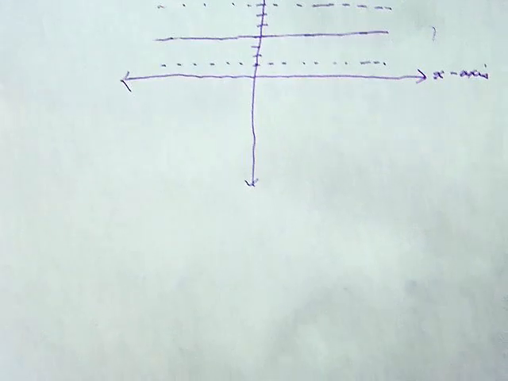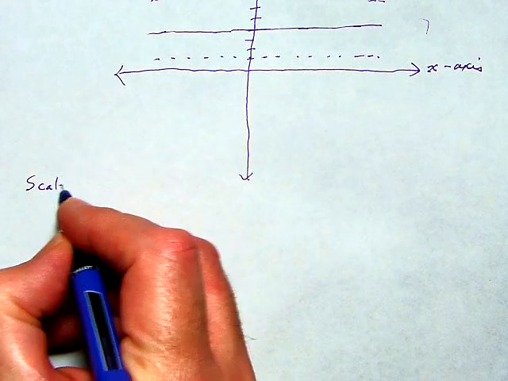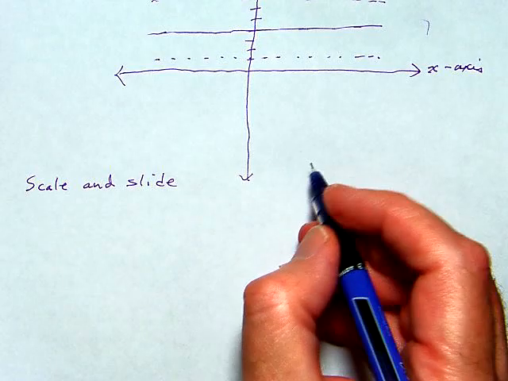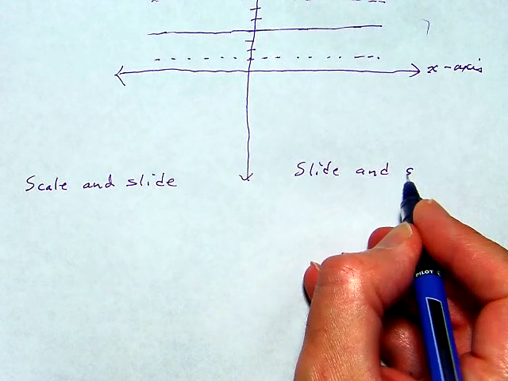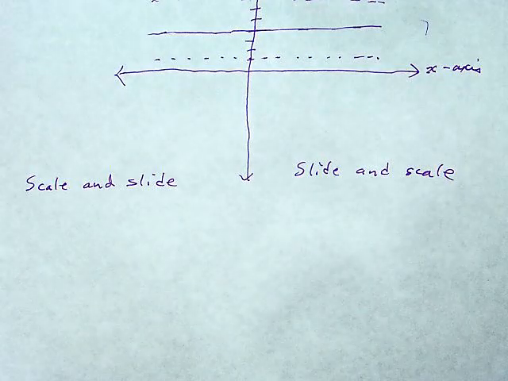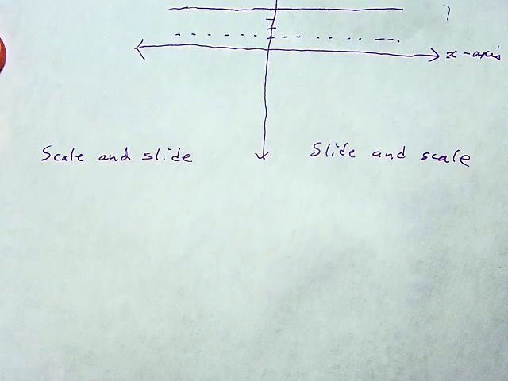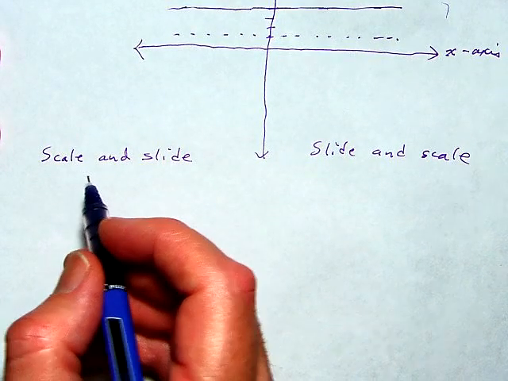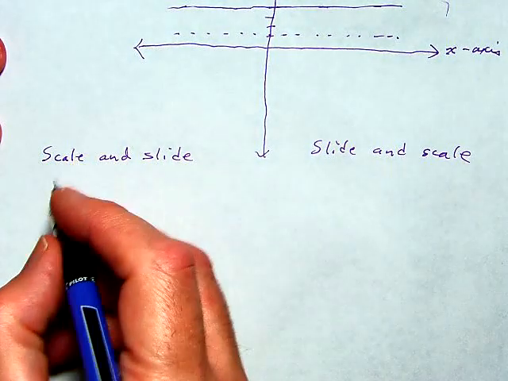And now I separate these methods into two. One of them I call scale and slide, and the other I call slide and scale. Okay, they're both very closely related, and there's only one minor difference between them. The way that you've learned in the book, and I think in the videos that you've seen so far, is the scale and slide method.